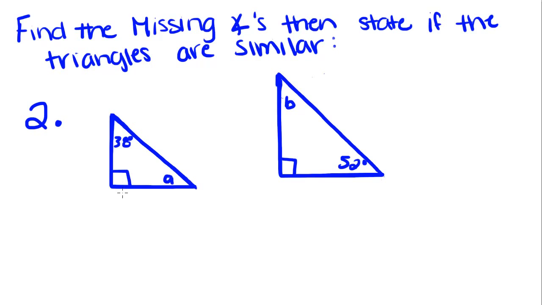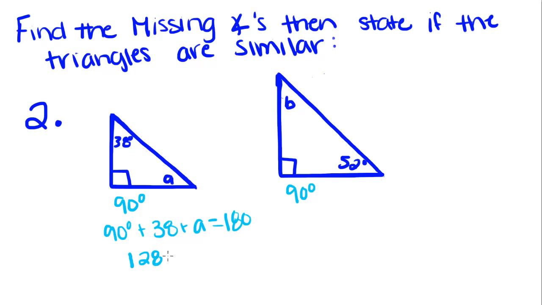So we know that this is a right angle, and a right angle equals 90 degrees. This angle, 90 degrees. So now we're going to use our interior angle properties and set the angles equal to 180. So if you add those together, you get 128 plus A equals 180. So A is equal to 52.